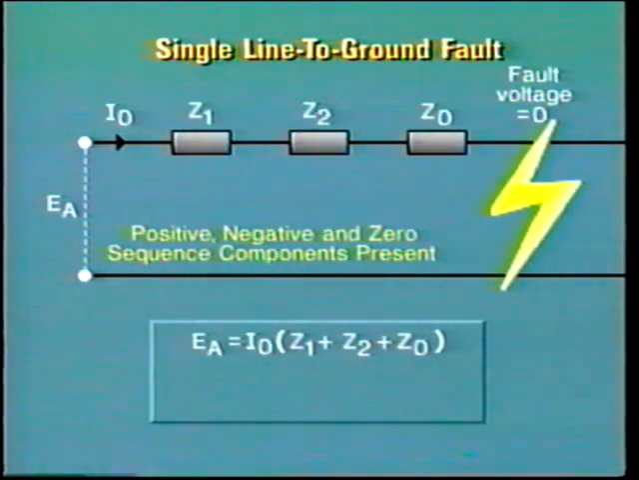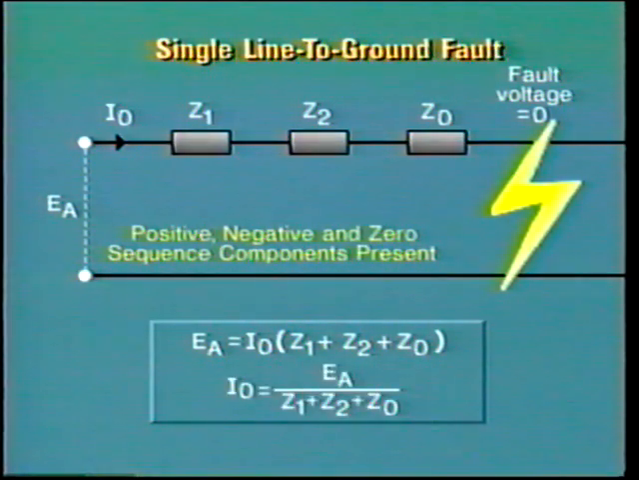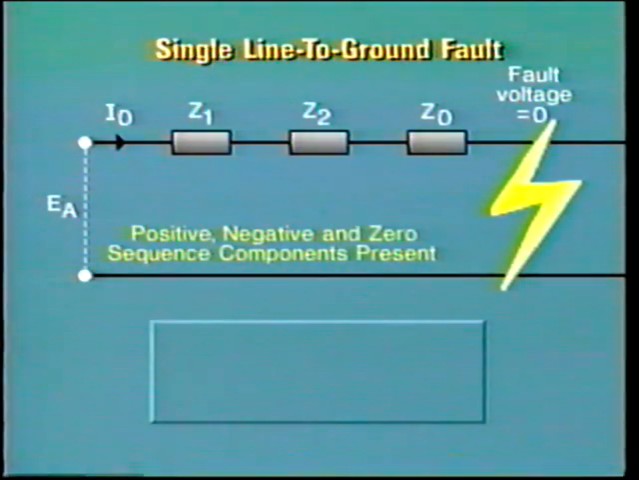Once we know the value of total impedance for each sequence from source to the fault, we can calculate the value of I0 by dividing EA by the total of all the impedance values. We also learned earlier that the fault current IF equals 3 I0.